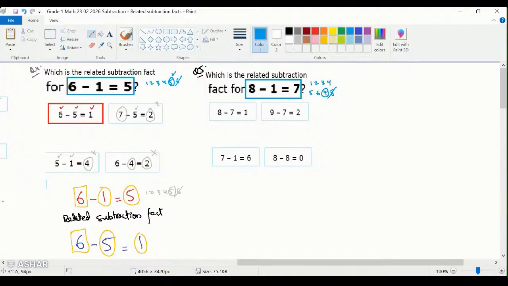Okay. So how can we do the subtraction related fact? What we have to look for is the same numbers 8, 1, and 7. Agreed?